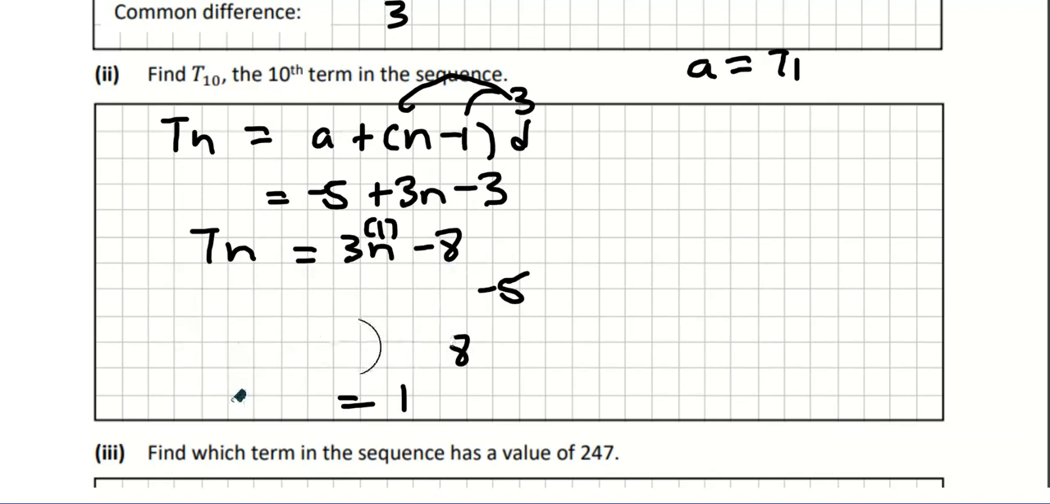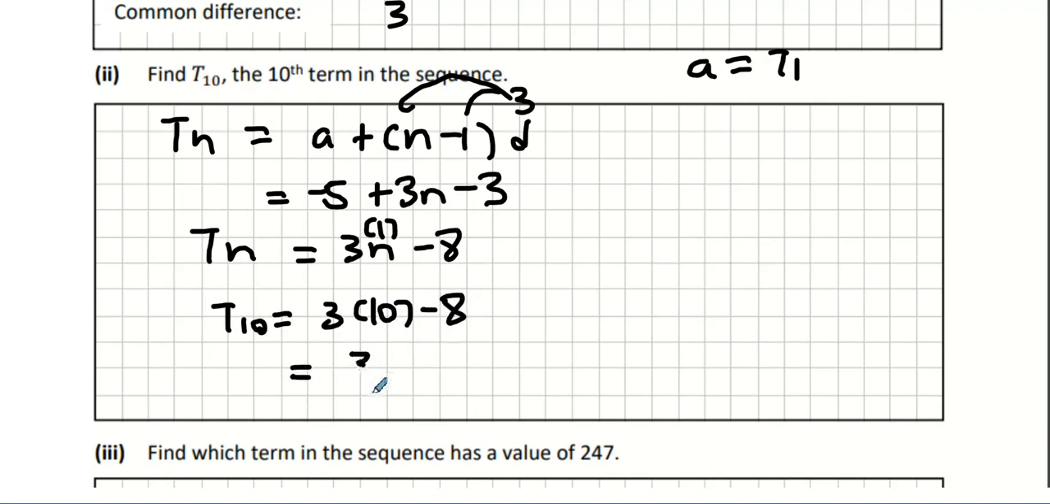You replace the n value with what term you're looking for. So in this case, I'm looking for the 10th term. So because I'm looking for the 10th term, I'm going to replace the n value with 10. So it's going to be 3 times 10, take away 8, and it's going to be 30 take away 8, and the answer is going to be 22.